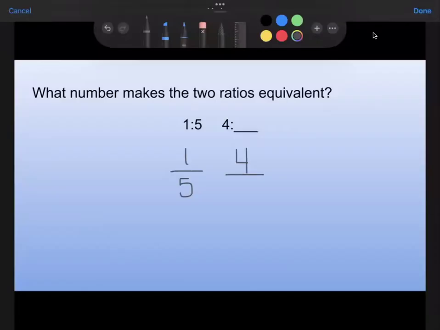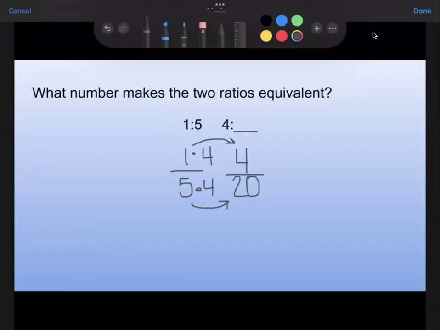So now I'm comparing the first number in each ratio to see how I can multiply or divide to get the second number. So I know if I wanted to go from 1 to 4 using multiplication or division, I would probably multiply 1 times 4 to get 4. So now I'm going to do the same thing to the bottom. I'm going to multiply 5 times 4, which should give me my number here that will make them equivalent. 5 times 4 is 20.